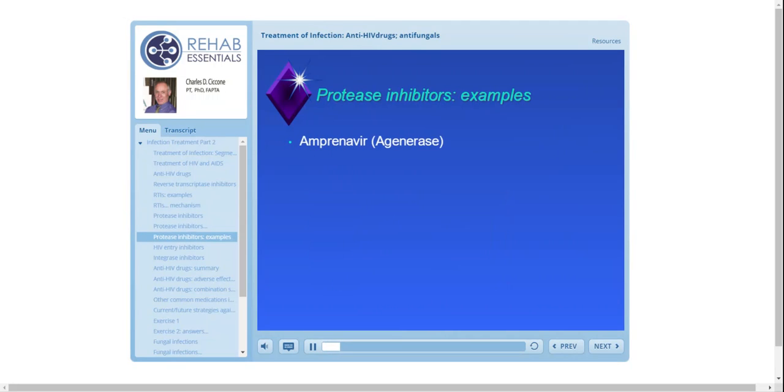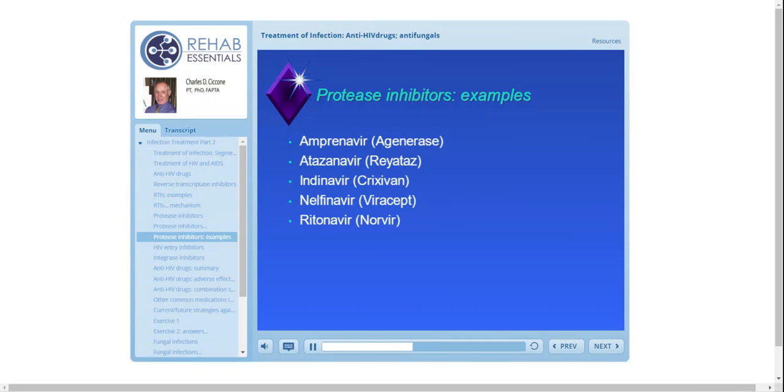And here are some examples. Again, I said they have this AVIR ending on their generic name, so amprenavir, atazanavir, indinavir, very common, nelfinavir, ritonavir, and several others like that, saquinavir, and a few others. And some certainly will join this group as they are developed and approved. So a pretty nice list and a growing list of this strategy.